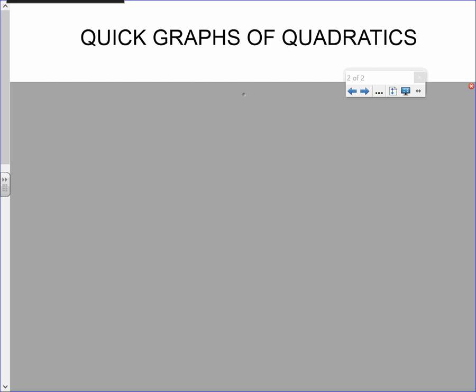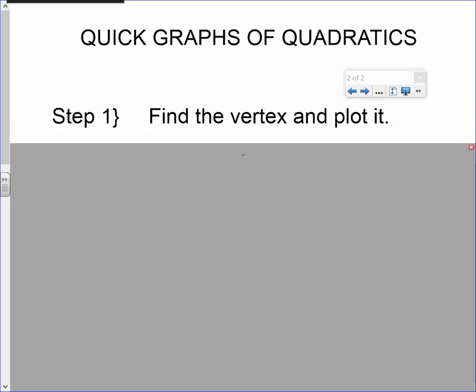Step 1, go to write step 1 on your graph paper. Find the vertex and plot it. Nice and big. Find the vertex and plot it. Easy. Nice and big. Step 1, find the vertex and plot it.